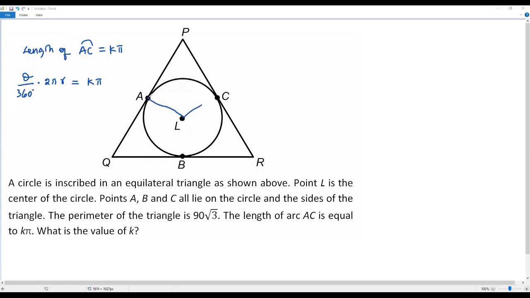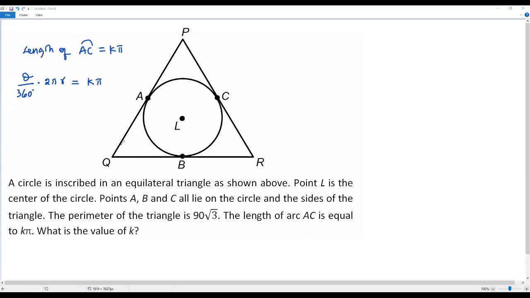So here, this is the angle theta, the central angle of the arc AC. And this r is the radius of the circle. Once I get the central angle of the arc theta and the radius of the circle, I can plug in over here and here. Then I can solve for K in this equation. Now, to get the value of K, we need the central angle theta and the radius r of the circle. How do we get it?